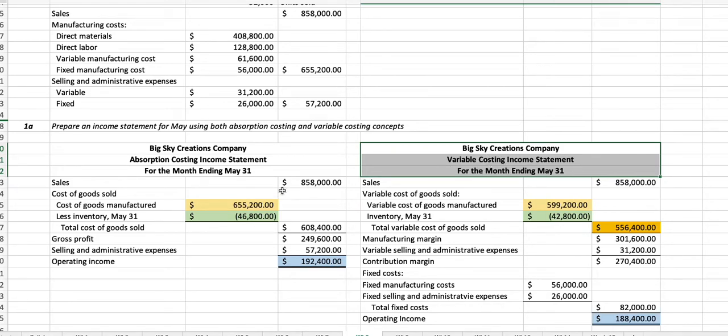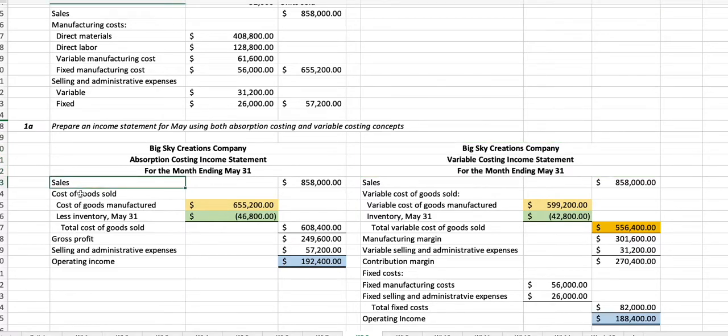So the income statement is set up the same. We start with sales, we move to cost of goods sold, we have our gross profit, selling and administrative expenses, and operating income. Now let's talk about where we get our data from. So the 858 just comes from the information that was provided to us. Our cost of goods manufactured, remember this is absorption costing, so we're actually going to pick up all of these costs, and we can see that over there.